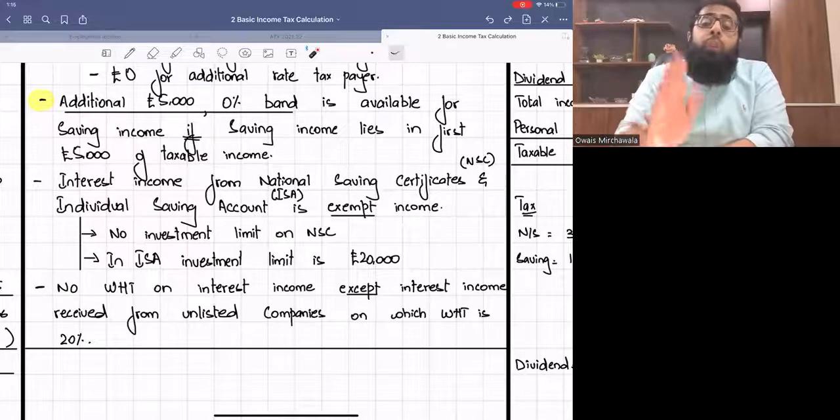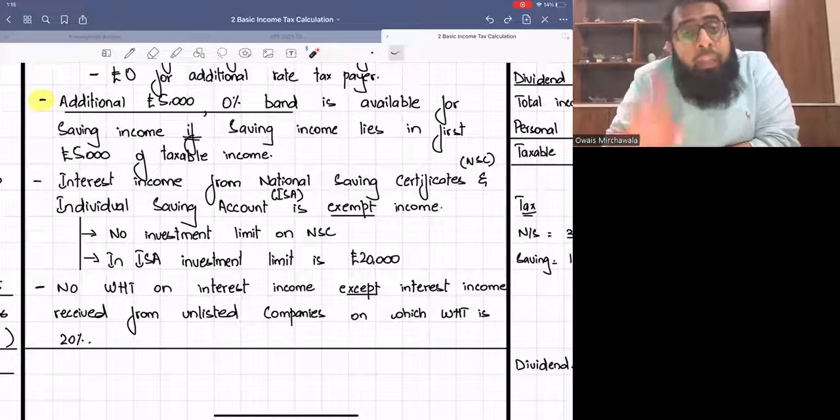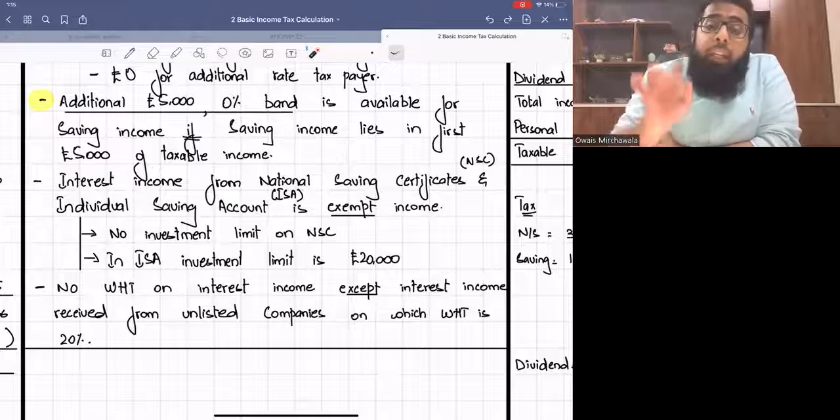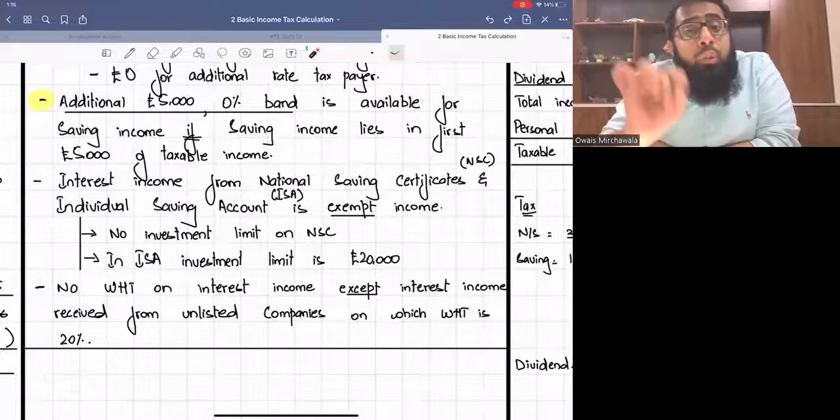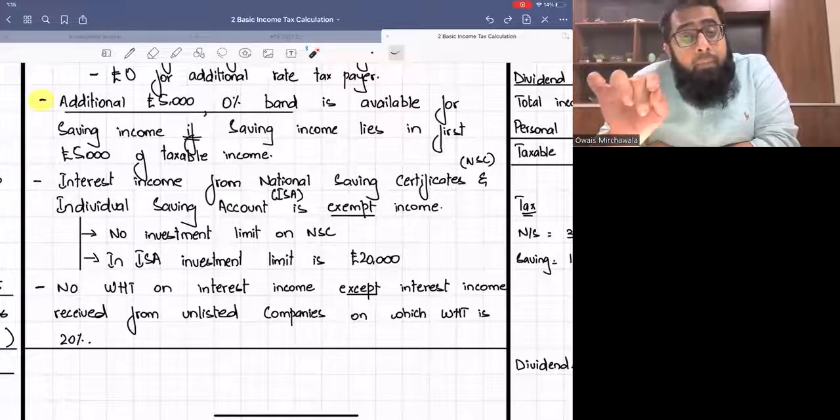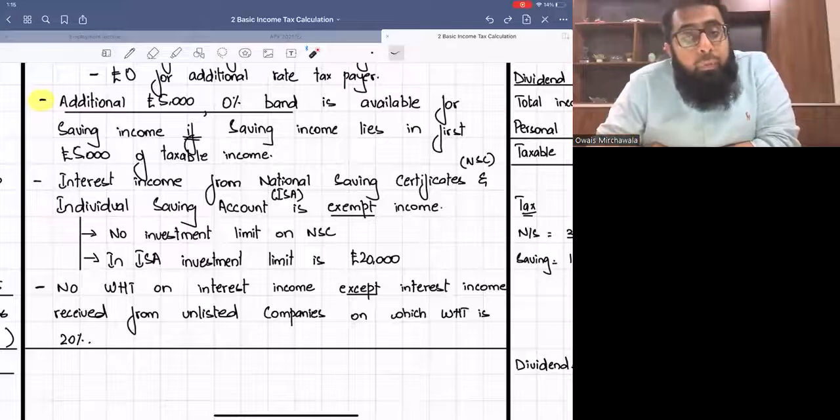There is no withholding tax on interest income normally. But if you have debentures or loan notes of unlisted companies, then there will be withholding tax of 20%.